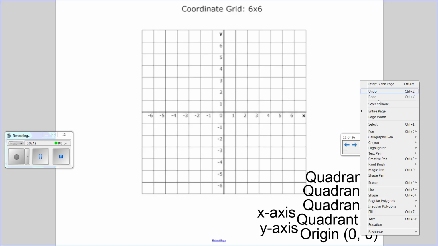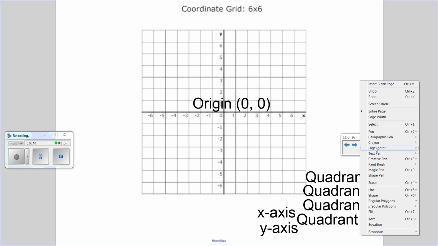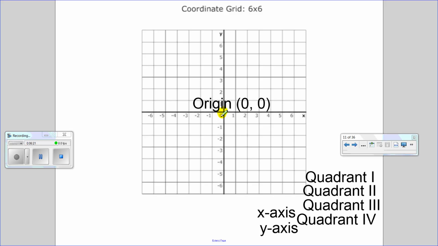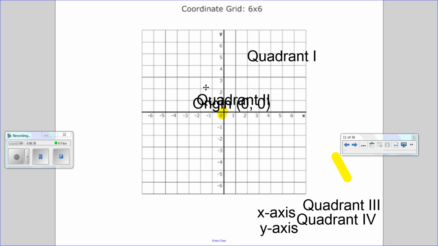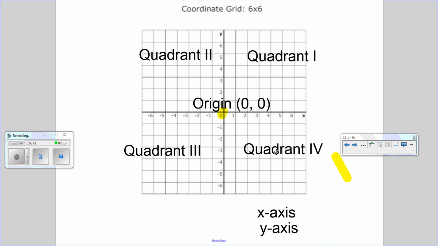All right, so let me use my select button. This is the origin. 0, 0 is the home base. Let me highlight it so we know this is the home base. As you can tell, this coordinate plane is divided into 4 quadrants, or 4 quarters, or 4 sections, or 4 groups. This is quadrant 1. This is quadrant 2. This is quadrant 3, and this is quadrant 4.